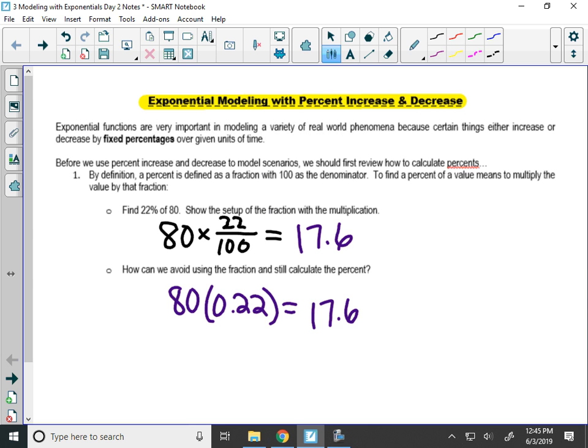So in this unit, we're not going to want to use fractions for our percentages. We're going to want to use decimals. It's going to make things cleaner and easier to type.